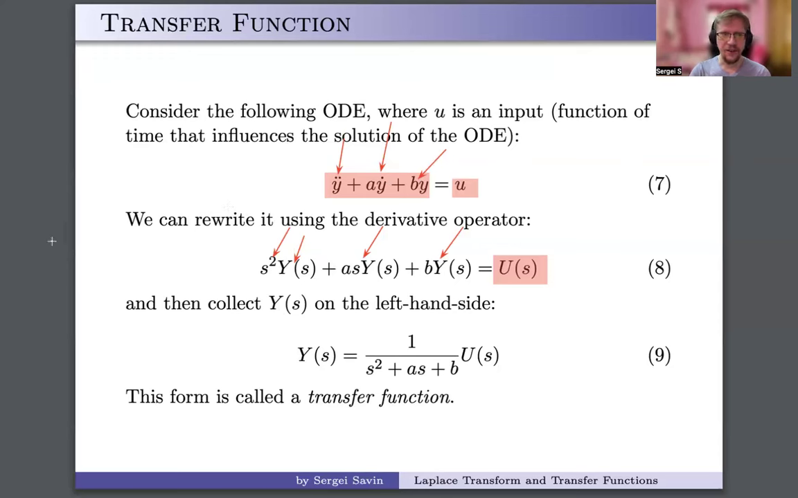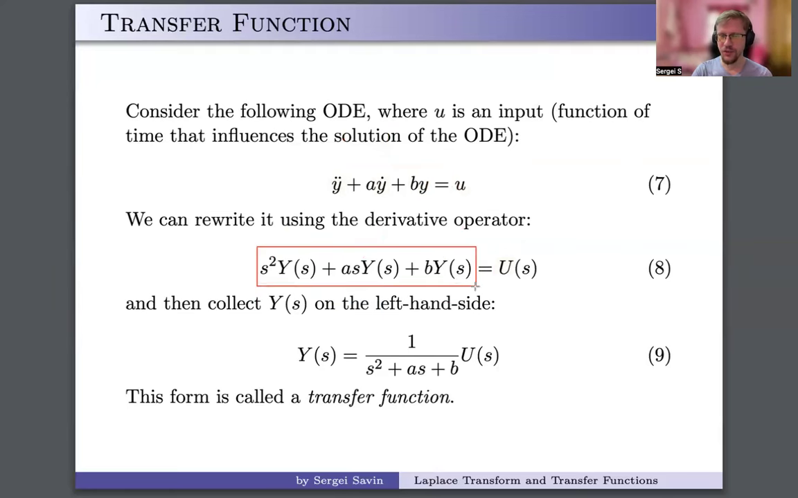Okay. Now comes some kind of magic. You take this expression on the right. It's Laplace images of the function. On the left, you have y's, on the right, you have u. You can collect all the y's on the left-hand side and put everything else on the right-hand side. So those s, s squared, a s, b, you take y out of the brackets and then you divide by them. Okay. So we get this expression 9.